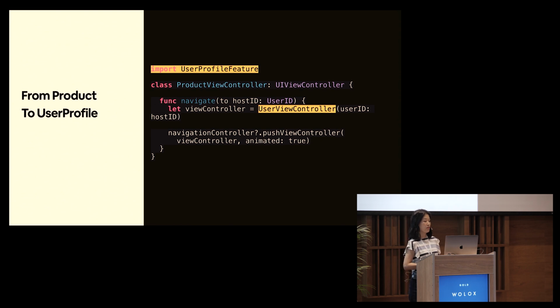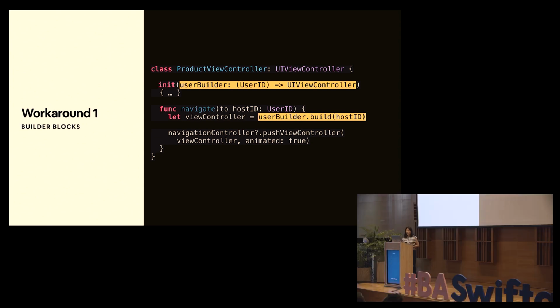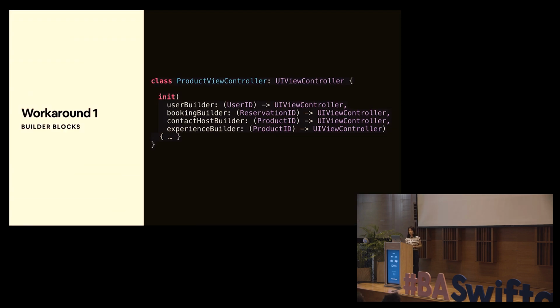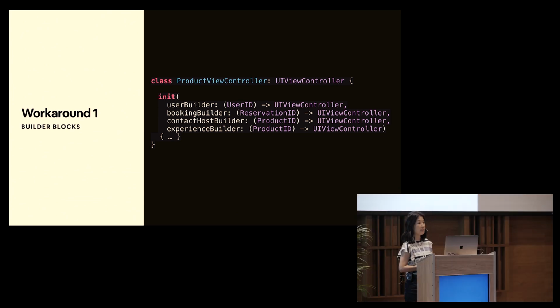So going back to this example of navigation from product to user profile screen, how can we remove that dependency to user profile and still navigate to it? A quick workaround is to pass in a builder block into product view controller and execute the block to get an instance of UIViewController. If the screen has many outgoing routes, all of their builder blocks would need to be passed into the constructor, and the setup can get quite complicated.